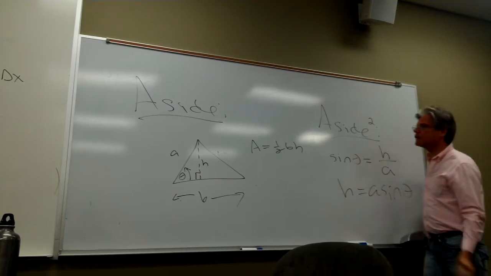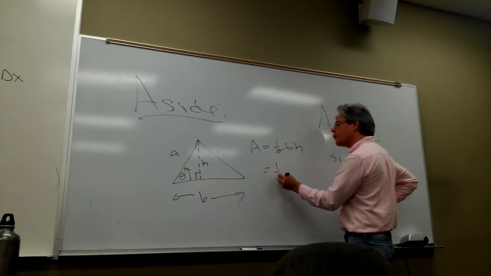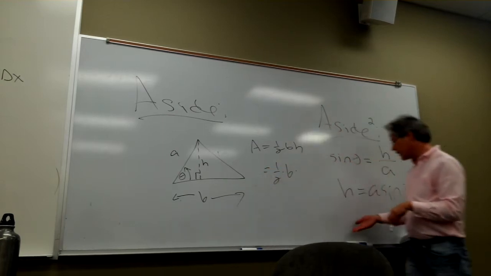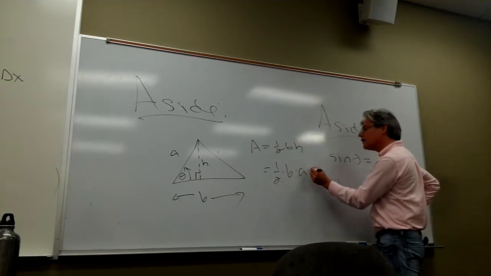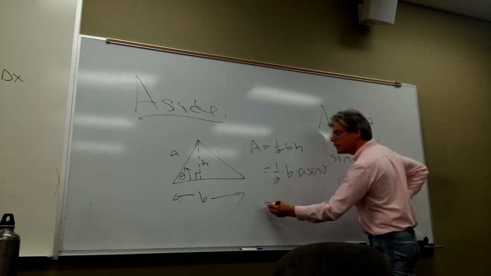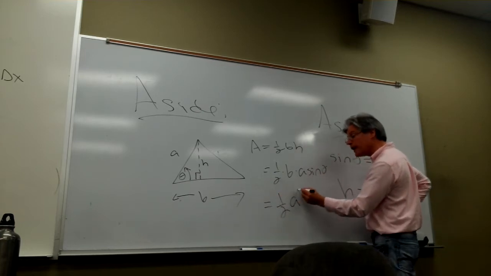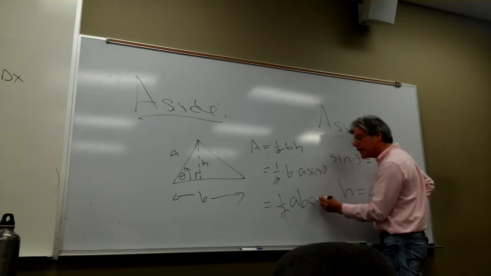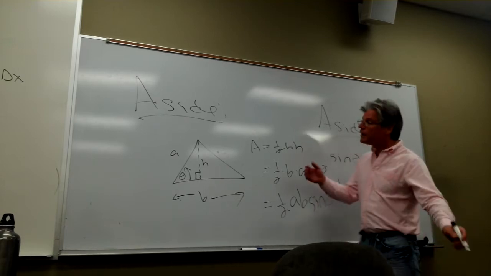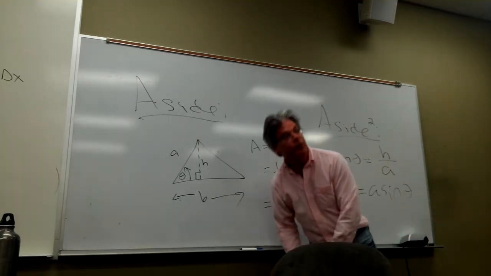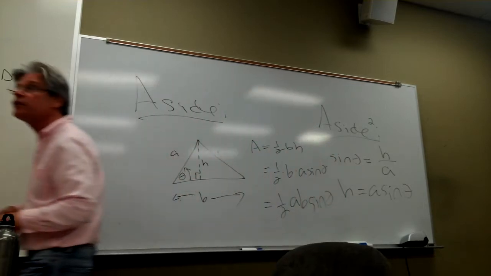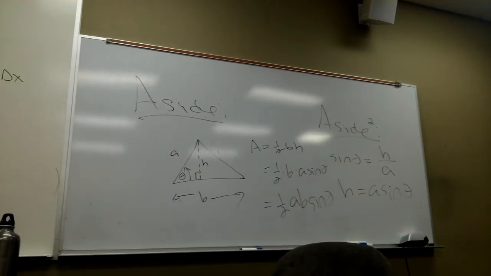Well, that being the case, let me make a substitution. I get one-half times the base times h, which I can now think of as a times the sine of theta. So the area of a triangle could also be interpreted as one-half times the product of the two sides times the sine of the included angle. That way I don't have to worry about this goofy h business, if I so choose.